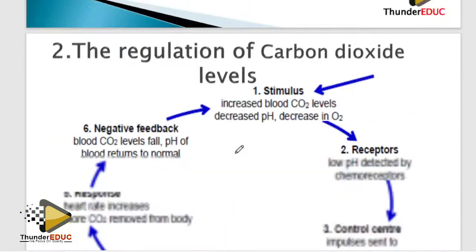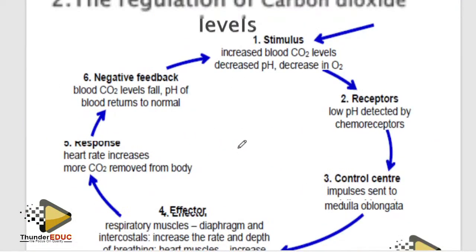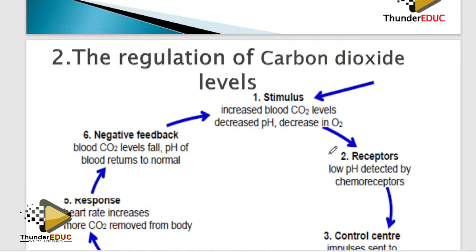I like it. Whenever they bring carbon dioxide, people fail, man. I don't know why.